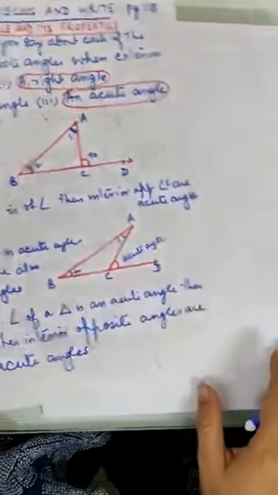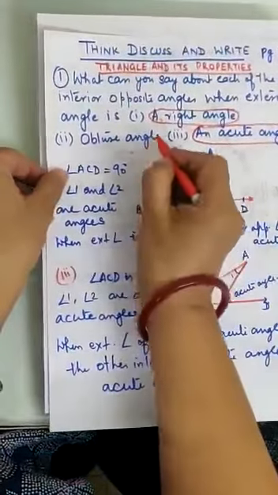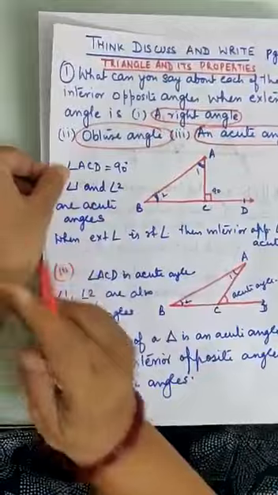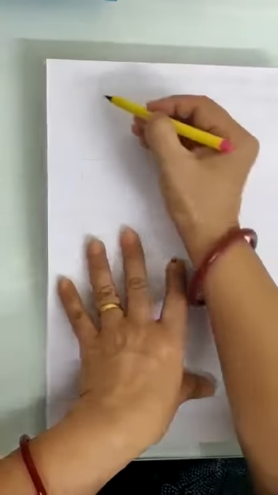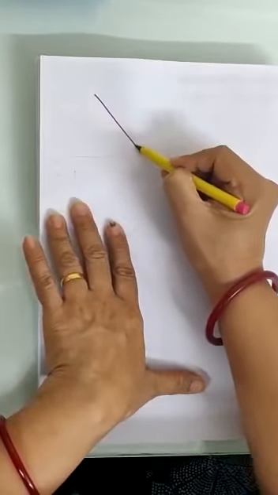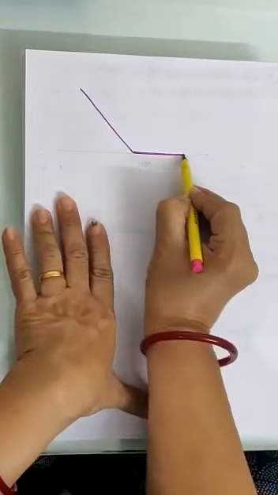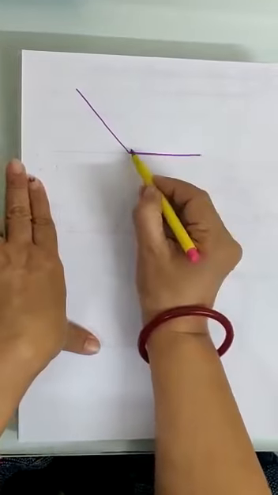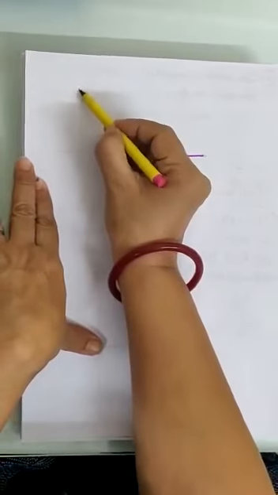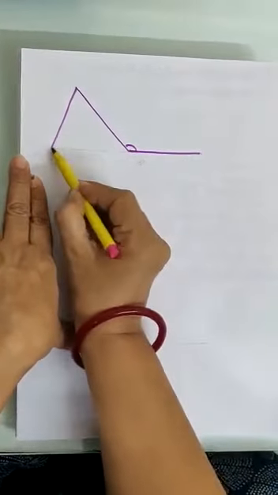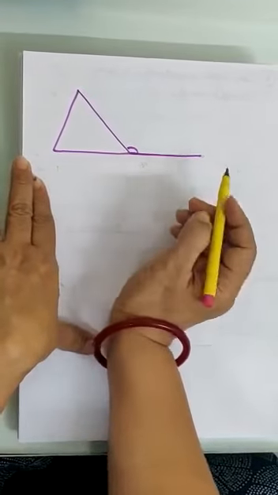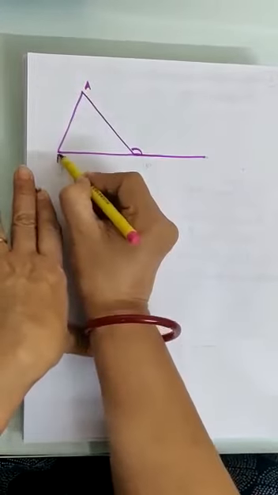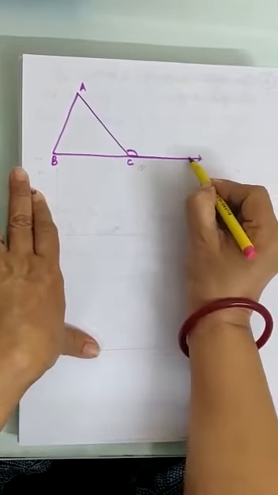Now let us take the third case. What is our third case? It is when the exterior angle is an obtuse angle. This is very important. There are many cases in this. Okay. Now let us make an obtuse angle. Now we generate a triangle. Right. Let us name it A, B, C and D.